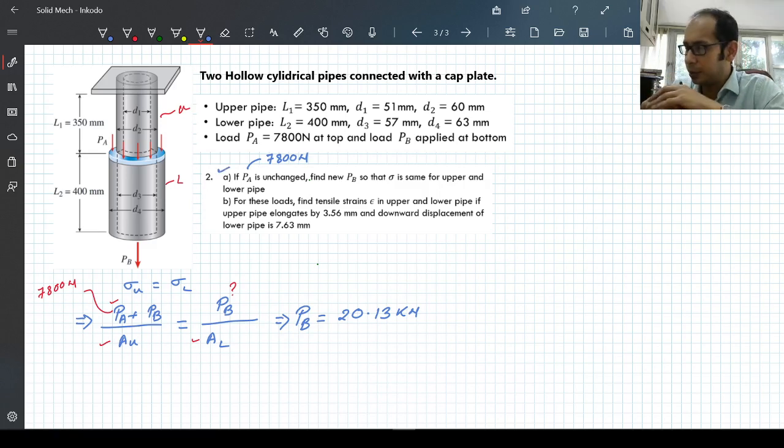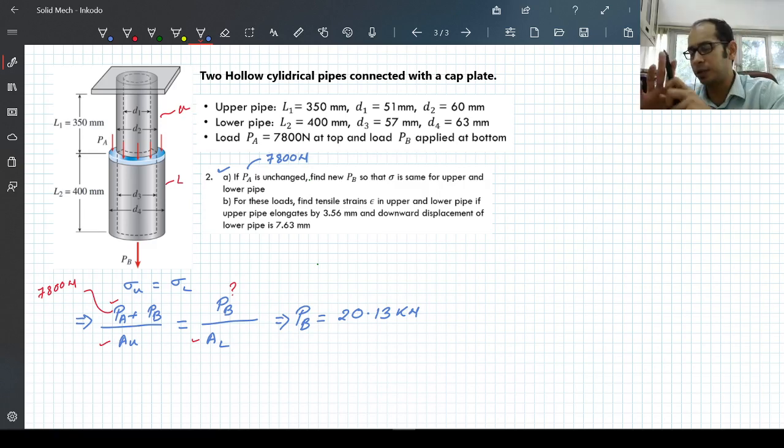Now the second question asks that for these loads, find the tensile strain epsilon. Remember, the stress is represented by the Greek symbol sigma, and the normal strain is represented by the Greek symbol epsilon, right? So find the strains in the upper and the lower pipe if the upper pipe elongates by 3.56 mm and the downward displacement of the lower pipe is 7.63 mm.